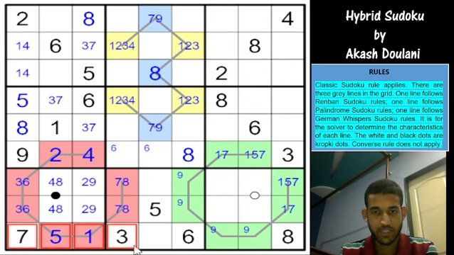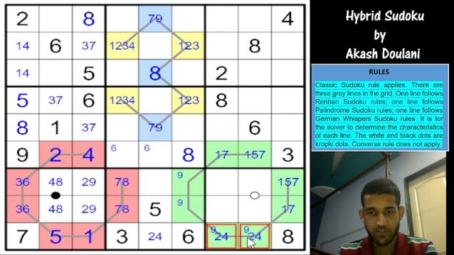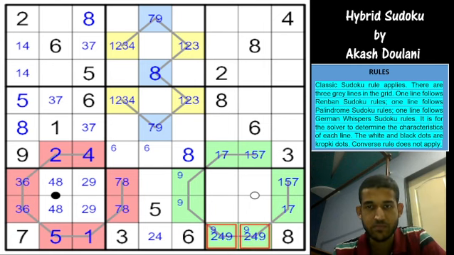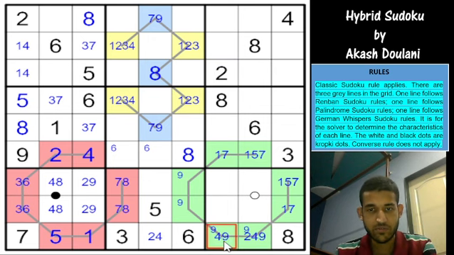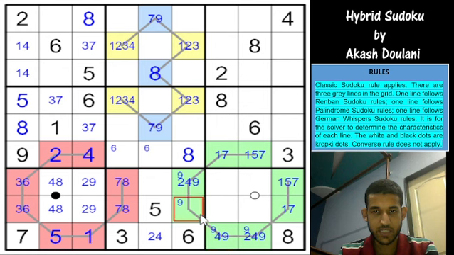So 1, 3, 5, 7, 6 and 8. So remaining digits are 2, 4, 9. So we can quickly mark those digits in. And this is not a 2, right? So the third digit from this direction is 249. So the third digit from this direction is 249. And both of these digits are same. So that's a 4 and 9.